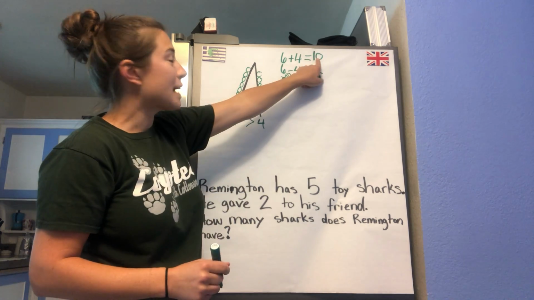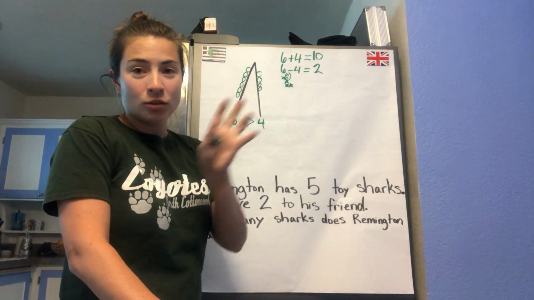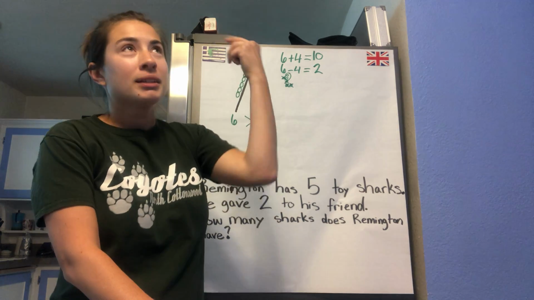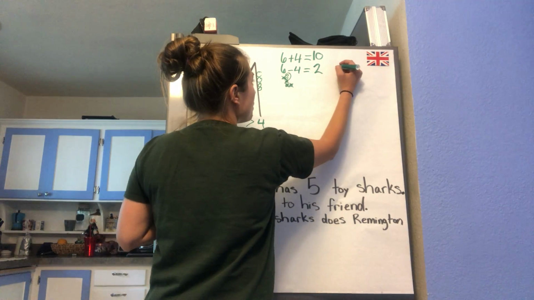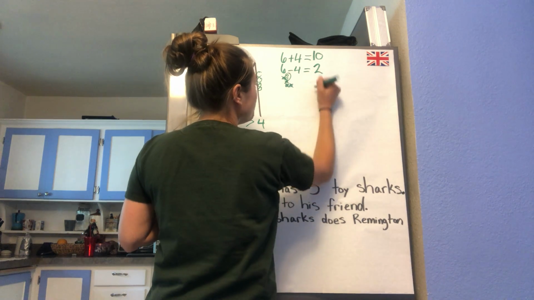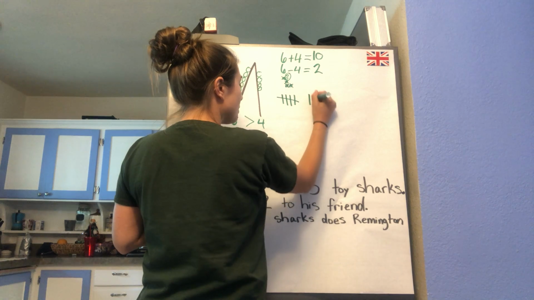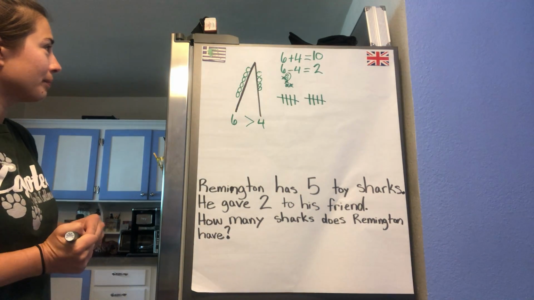All right. For tallies, we know that tallies go in groups of 5. So if you count by 5s, 5, 10. So you're going to have 2 groups of 5 tallies. 1, 2, 3, 4, 5, 6, 7, 8, 9, 10. Okay.